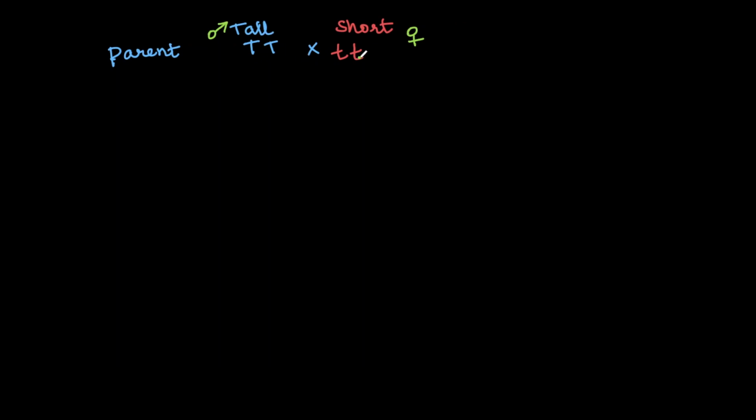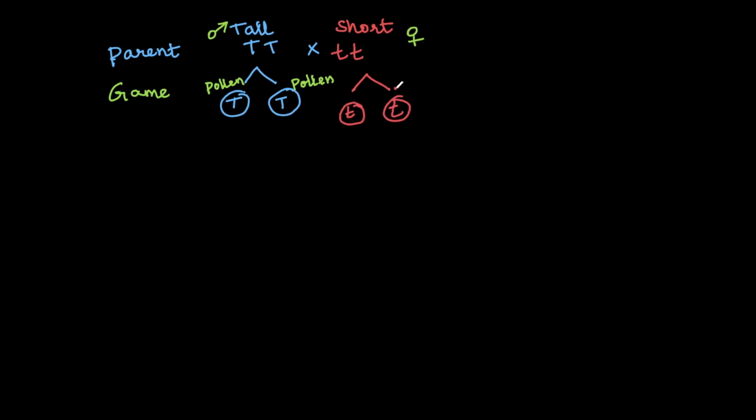The genotype is capital T T and small t t. They are producing gametes. Each gamete formed from the tall plant carries capital T. As it is a male plant, this is called pollen grain, so the male plant produces male gametes. The female plant produces female gametes, small t, small t, which are eggs. So these are the gametes produced from the tall and short plants.